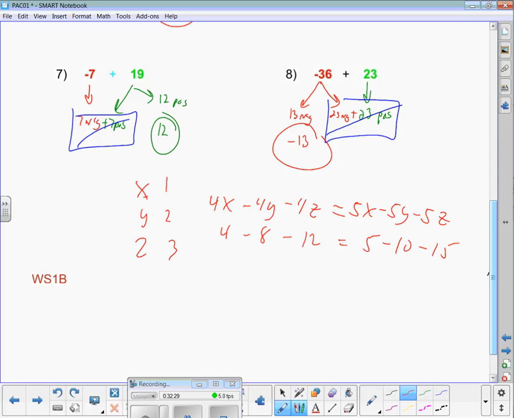Negative 20, negative 16, negative 20, 15. Work on that.